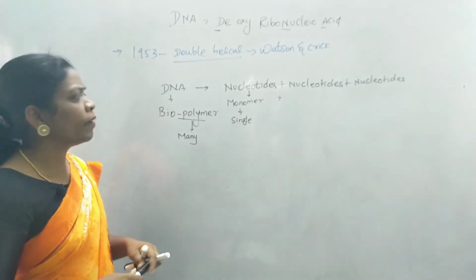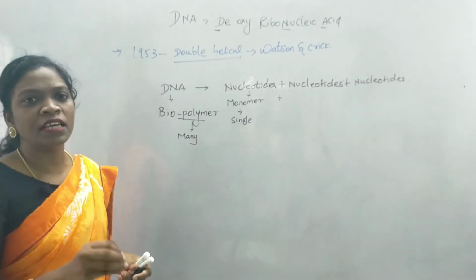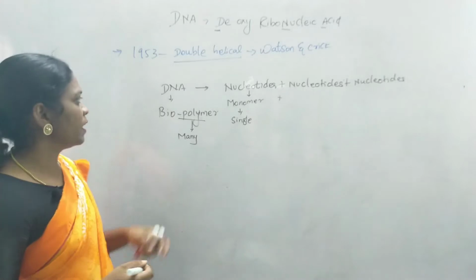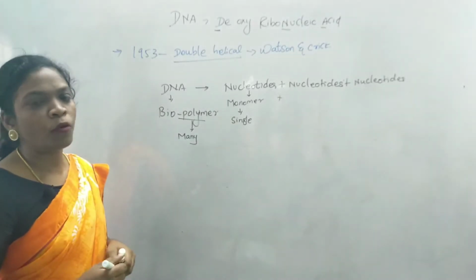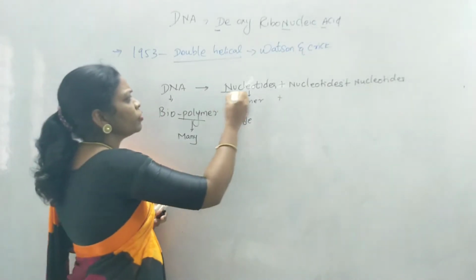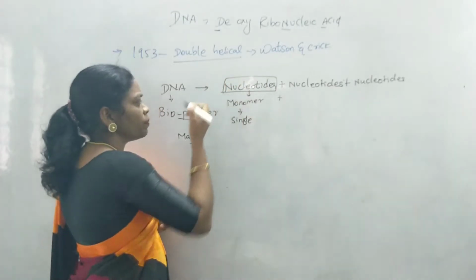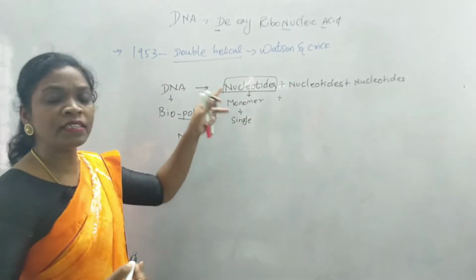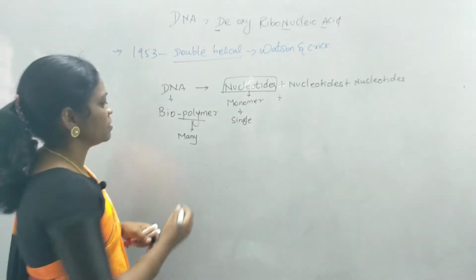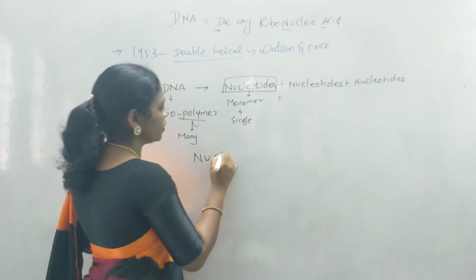What is the meaning of bio? Bio represents that they are synthesized inside the living organism. That is why DNA is known as a biopolymer. What does this nucleotide consist of? It is said to be the basic unit of DNA. So what structures are present in nucleotides? We'll go through what a nucleotide is now.